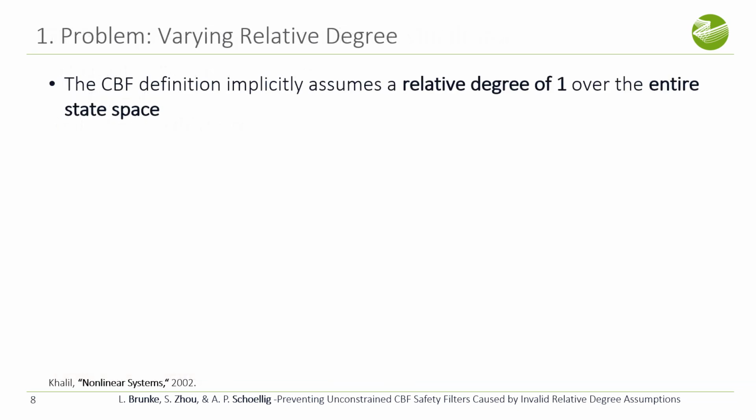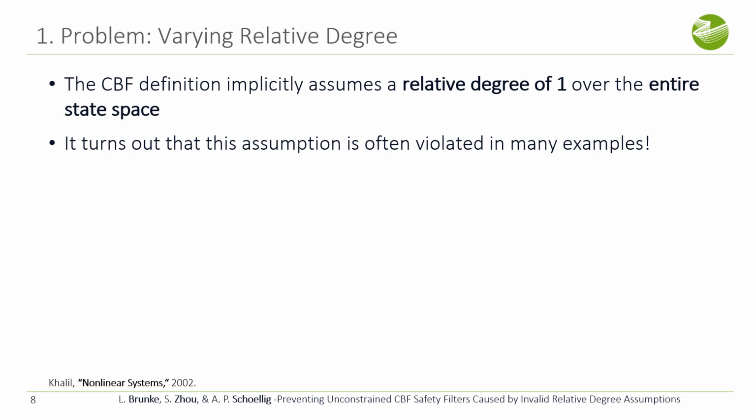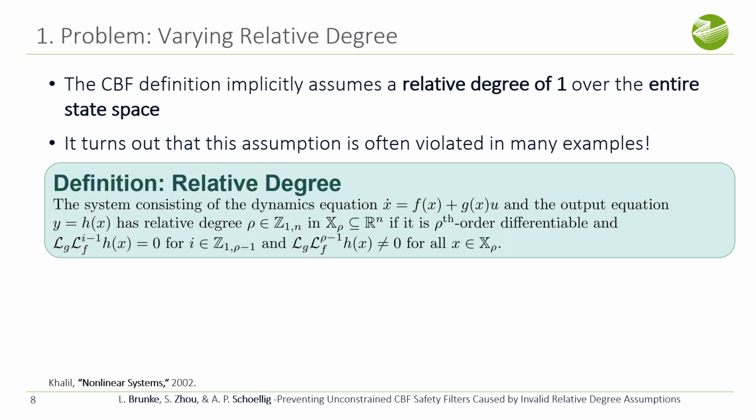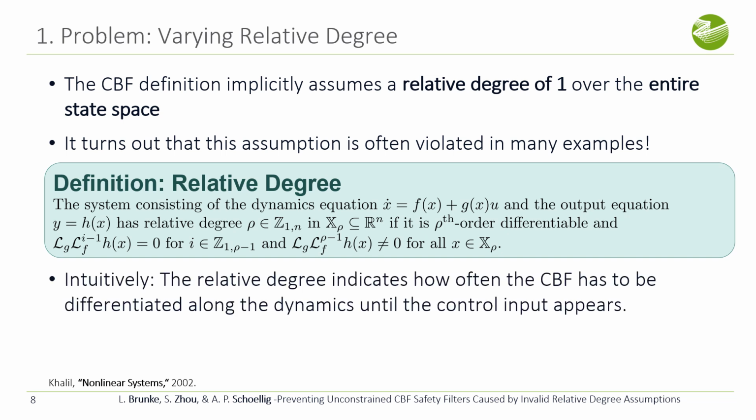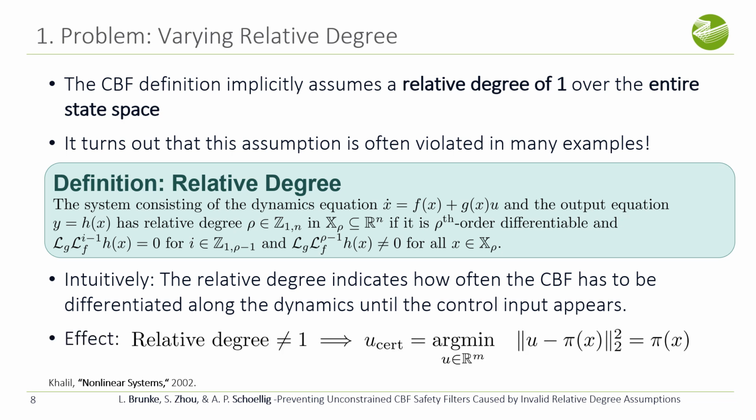So why is this happening? The first problem is caused by the relative degree of the system. The CBF definition assumes relative degree of 1 over the entire system. It turns out that this assumption is often violated in many examples. Intuitively, the relative degree indicates the number of times the CBF has to be differentiated along the dynamics until the control input appears. If the relative degree is not equal to 1, then the CBF optimization reduces to an unconstrained optimization problem, such that the potentially unsafe control input can be certified.